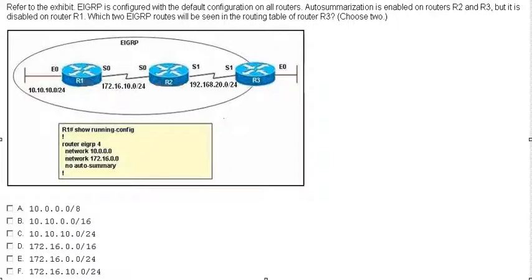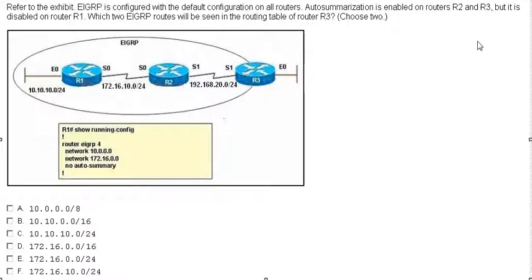Hello, and today we'll be dealing with the EIGRP question of the day, and it goes something like this. Refer to the exhibit. EIGRP is configured with a default configuration on all routers. Basically nothing special, just the basics. Auto summarization is enabled on routers 2 and 3, which is this guy and this guy.